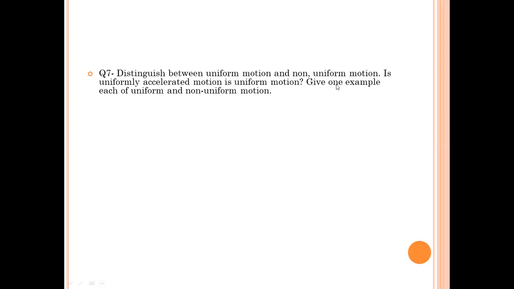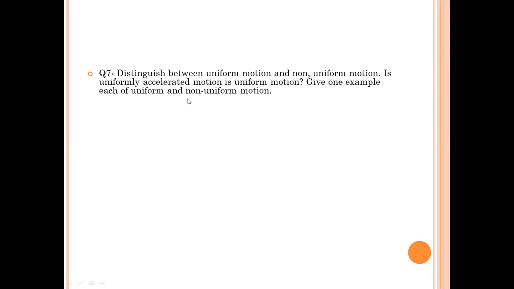Distinguish between uniform motion and non-uniform motion, and these you can write in your own language with the help of the PDF, with the help of the definition. Is uniformly accelerated motion uniform motion? Uniformly accelerated motion means if in an object the velocity is changing with equal amount in equal interval of time. Uniform acceleration होता है if the velocity of an object is changing equal amount in equal interval of time. क्या उसको uniform motion कहेंगे?